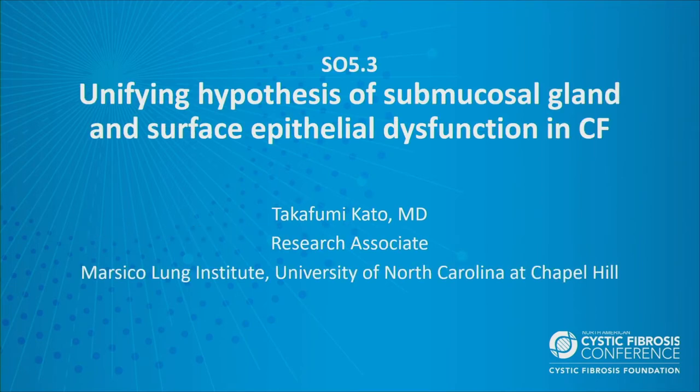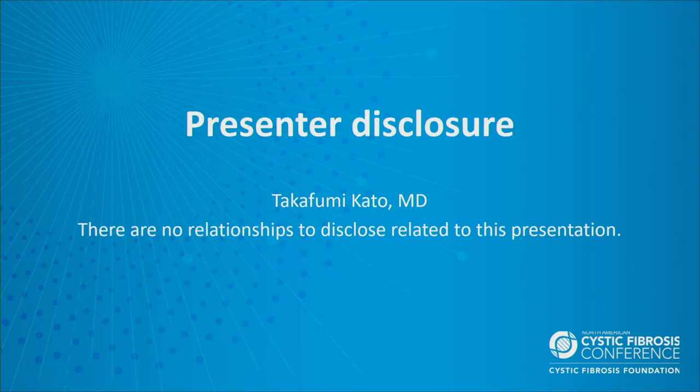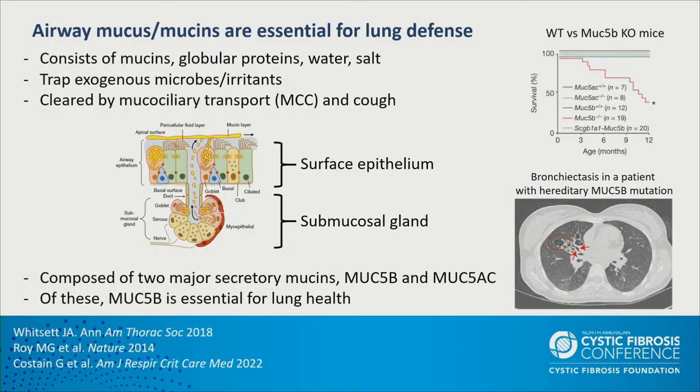Hello, this is Takahami Kato from UNC Chapel Hill. Today my talk is about a unifying hypothesis of submucosal gland and surface epithelial dysfunction in CF. I do not have any COI to disclose. In the next few slides, I'm explaining some basic knowledge of this field about airway mucus, mucin, and CF disease pathophysiology.